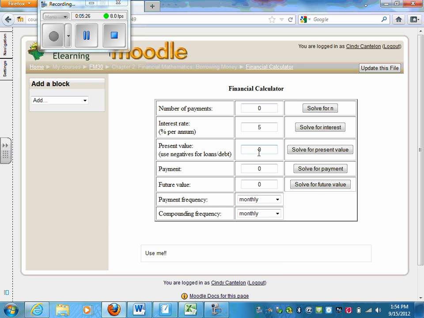Okay. The present value and the payments is something we have to fill out, and the future value. So the payment is $3,500. The present value is $12,000, and what we want it to be is half of that, $6,000, and we're going to look at the number of payments. We're going to solve for n.